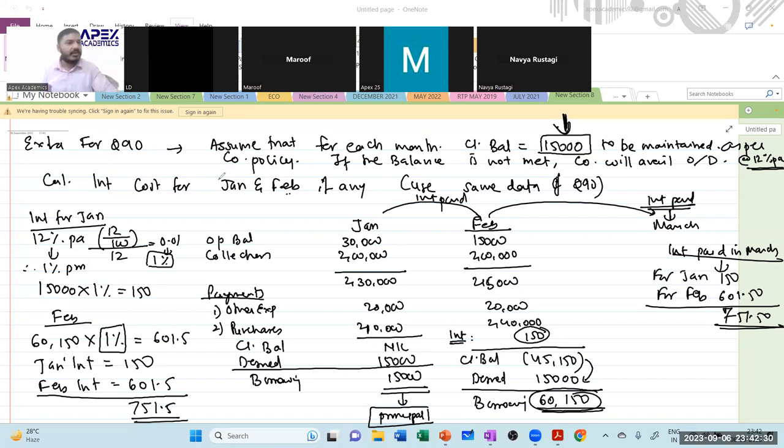Any doubts? Sir, every month opening balance will be 15,000. Yes, next month also it has to be 15,000. With a borrowing of 60,150, what will your balance automatically become?